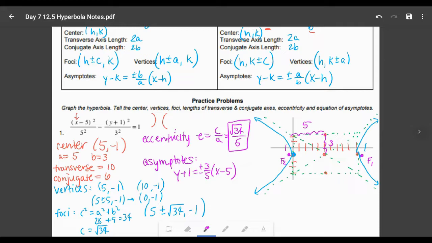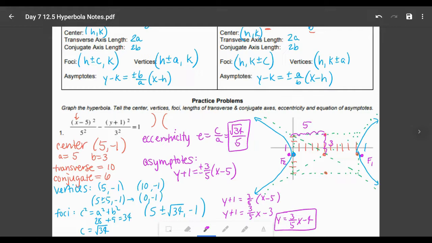So one situation is where we have y plus 1 equals positive 3/5 times x minus 5. So that would give me 3/5 x minus 3. And if I subtract 1 on each side, I get y equals 3/5 x minus 4.